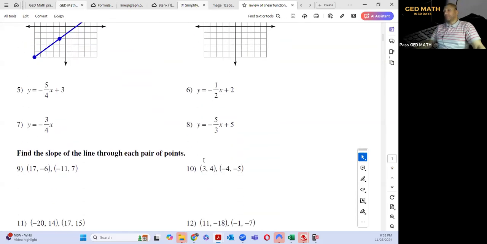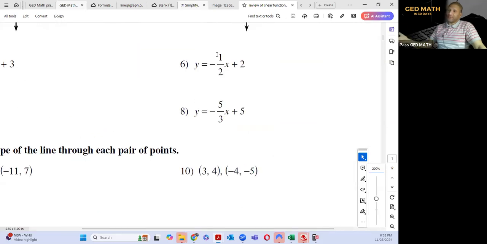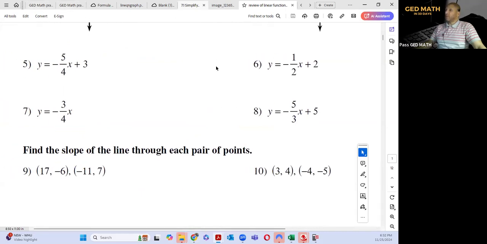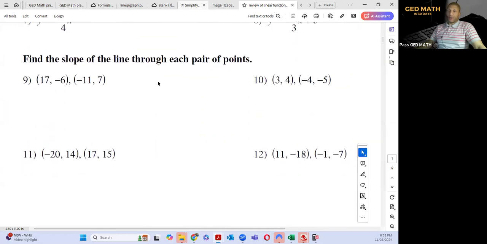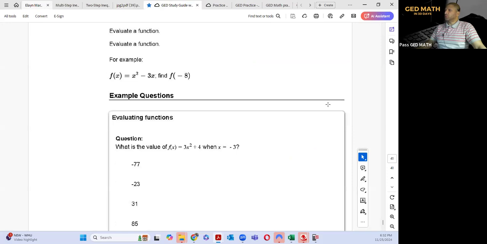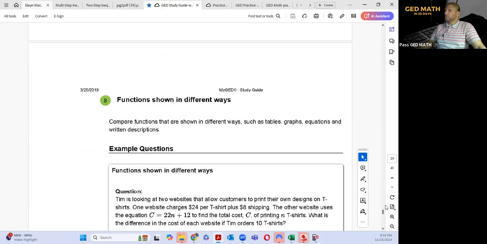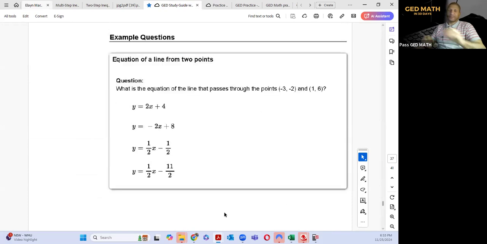Okay. So what will I see, Mr. Tinsley? What type of questions will I see? Okay, so you definitely are going to have a problem like this: What is the equation of a line that passes through the points -3, -2, and 1, 6?